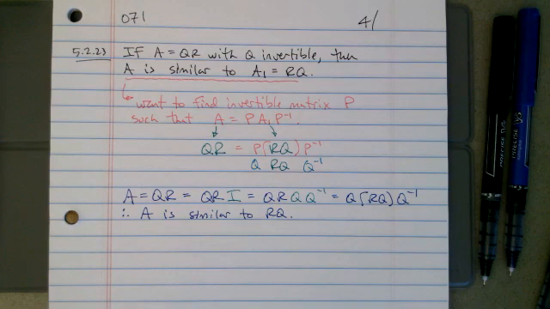A and A1 are not the same. A is QR and A1 is RQ. They're similar, but they're not the same. Matrix multiplication is not commutative. QR is not equal to RQ. But if Q is invertible, then QR is similar to RQ. Any questions?